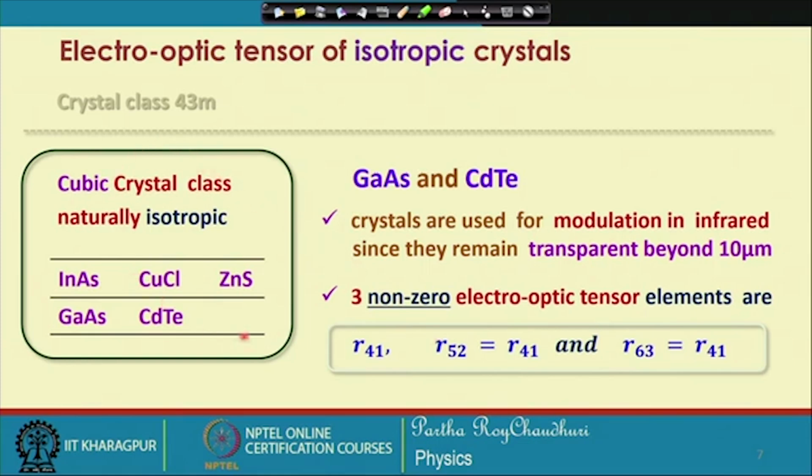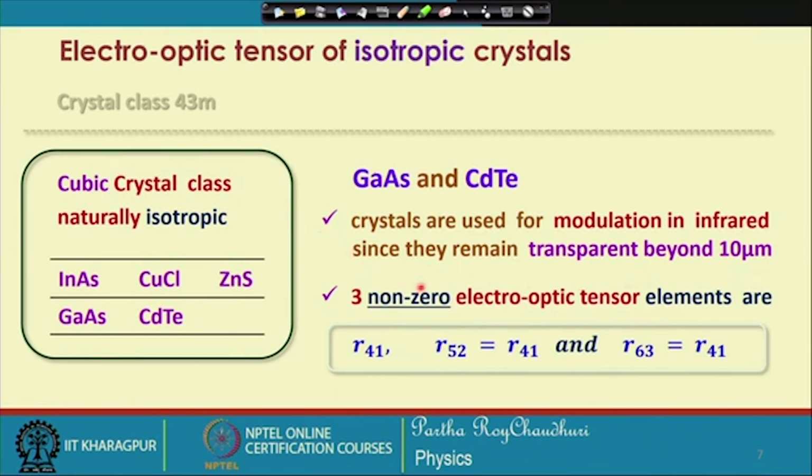So, these isotropic crystals: there are a few isotropic crystals like indium arsenide, copper chloride, zinc sulphide, gallium arsenide, cadmium telluride. These crystals are used very widely for modulation in the infrared region, because gallium arsenide and cadmium telluride are transparent beyond this 10 micrometer wavelength.